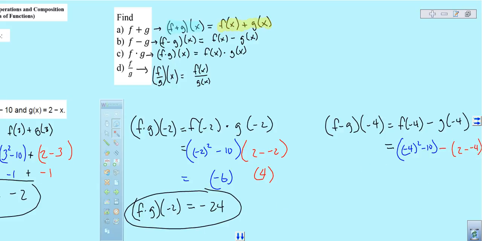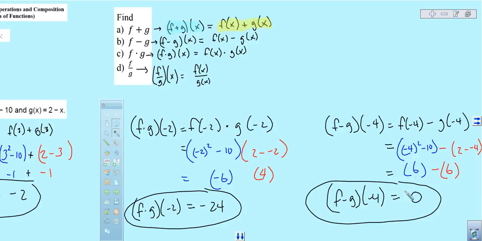When we simplify this, we use what's inside the parentheses. 4 squared is 16. 16 minus 10 is 6. We can leave the parentheses on for a second to see if we need them. Minus 2 minus a negative 4, check it with your calculator, is positive 6. In this case we don't need the parentheses. So 6 minus 6 is equal to 0. So f minus g of negative 4 is equal to 0. All right, so that's function operations when you actually have a numerical value to substitute in.